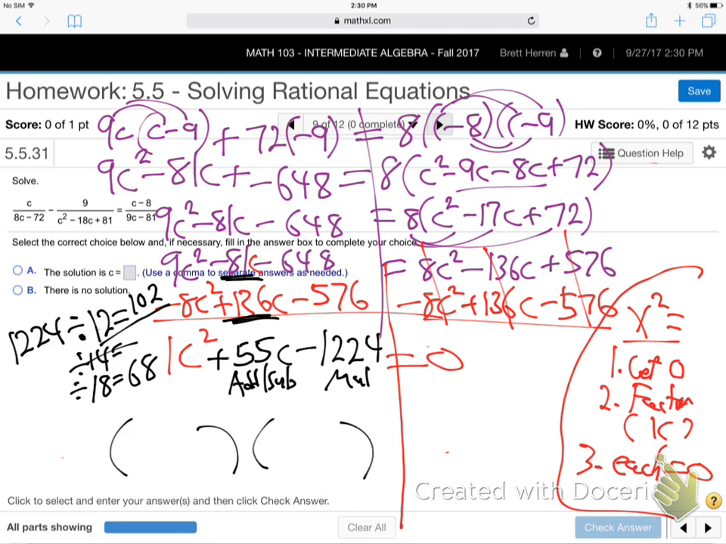I need like two parentheses. The bigger number is going to be positive. How did two numbers multiply to be negative? One positive, one negative, right? So I know I have one positive, one negative. Thus, I know they're really going to subtract. That's what a positive and a negative do.